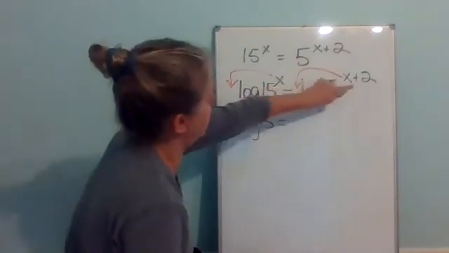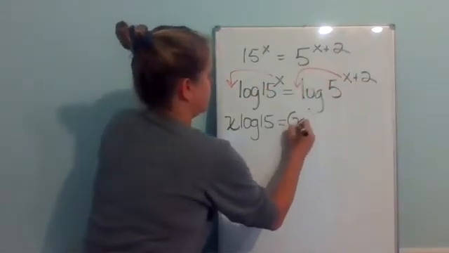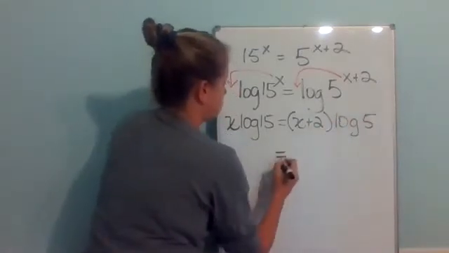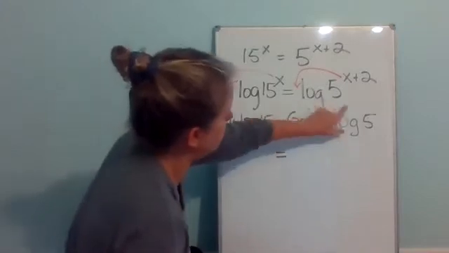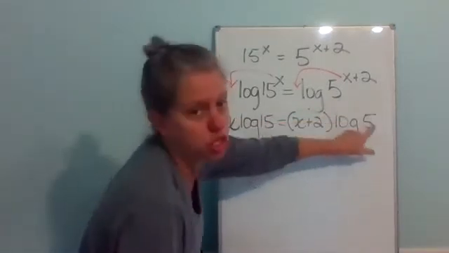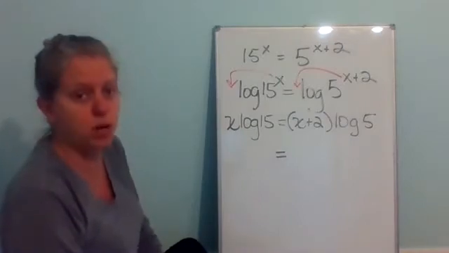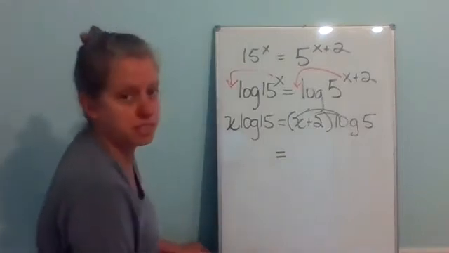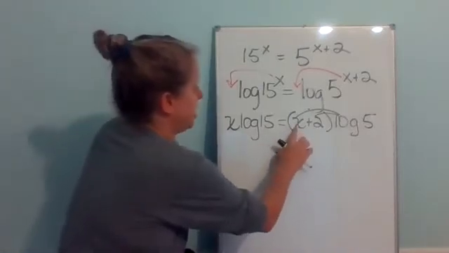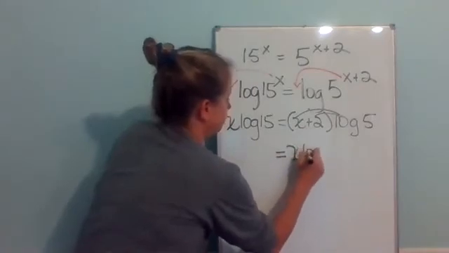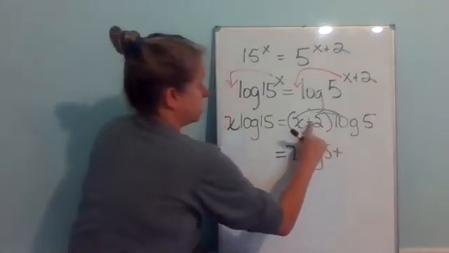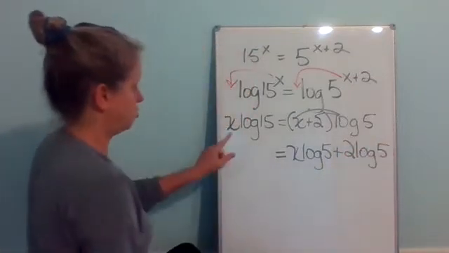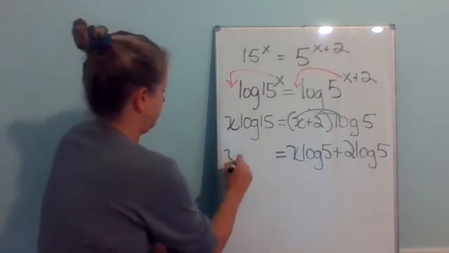On the right side, I bring this whole exponent down. So x plus 2 log 5. Now here's where some more work happens. This x goes to log 5, and so does 2 go to log 5. So I need to remove those parentheses. It's like you're distributing that log 5. So let's see, x log 5 plus 2 log 5. I'm just going to drop this left side down. x log 15.